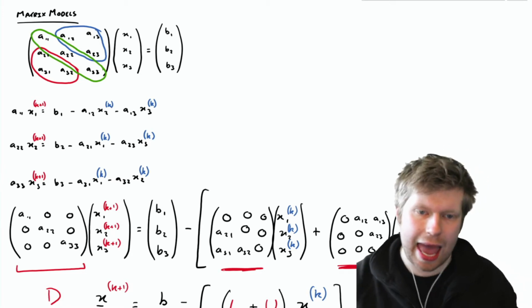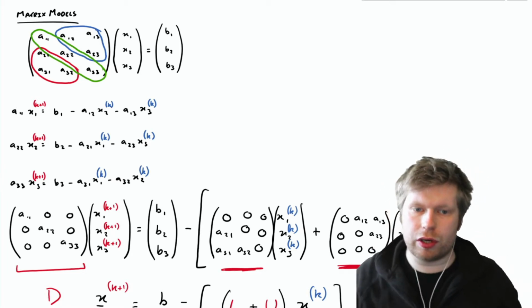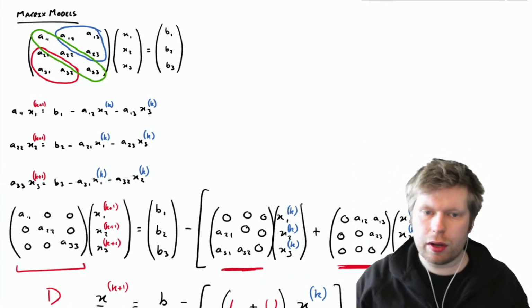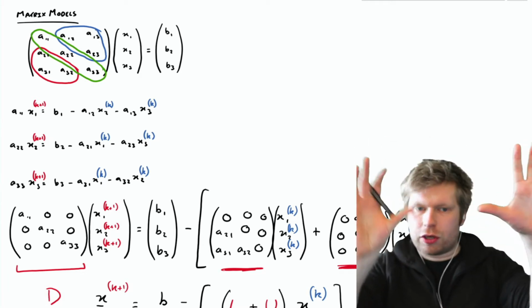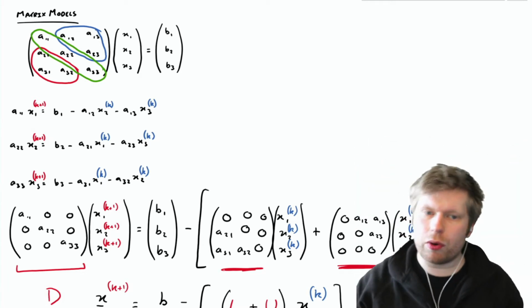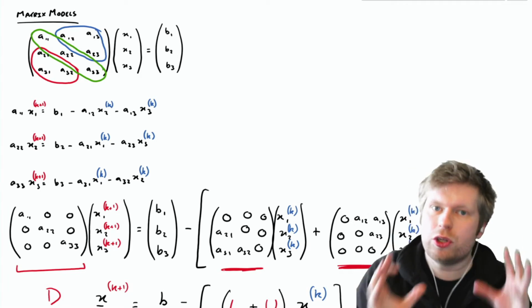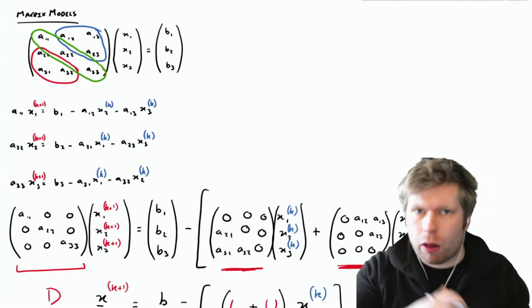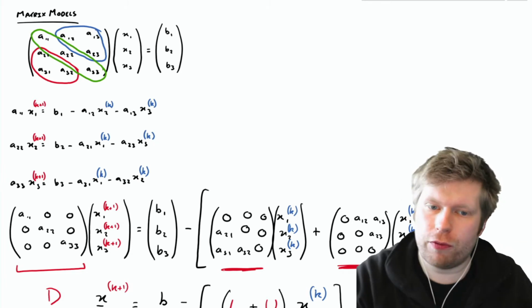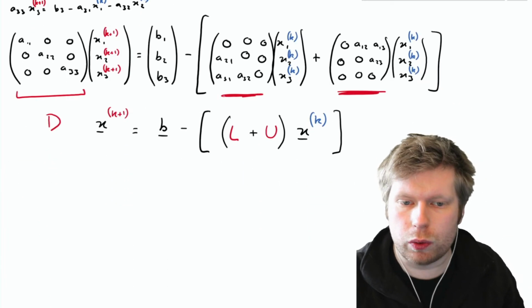In this case, the L is just going to be that lower part which I've circled in red. All the other elements go to 0. The U is going to be that bit which I've circled in blue. All the other elements go to 0. And the diagonal is just that bit which I've circled in green. All the other elements go to 0. In other words, you can literally just read L, U and D off from your coefficient matrix. You don't have to do any work at all.